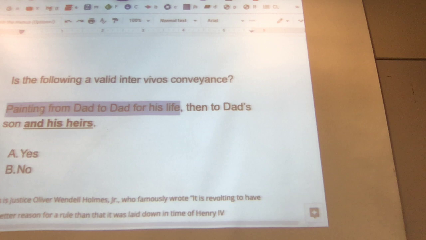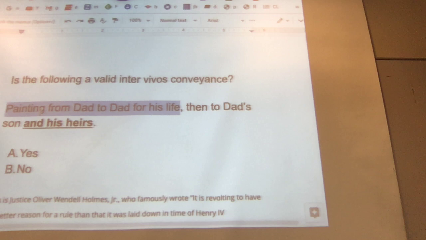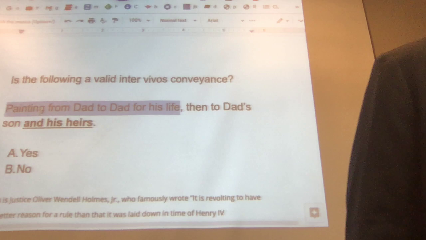So this is language that is going to seem very foreign to you. It's going to seem very bizarre to you, but you're going to have to learn to speak it, right? What this sort of language is accomplishing is conveying both a present interest and a future interest. This language conveys a present interest and a future interest.